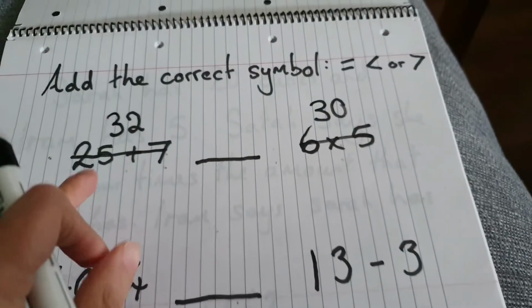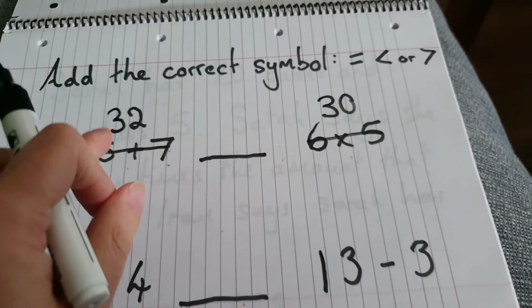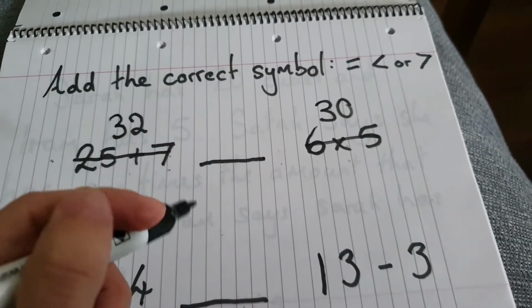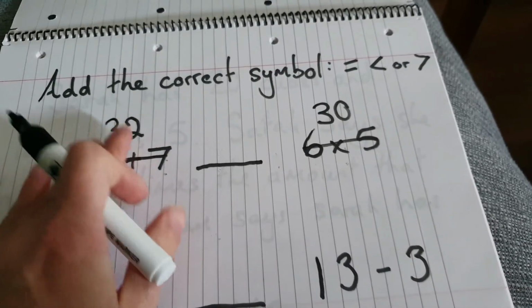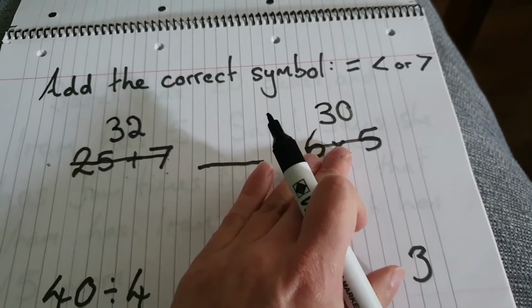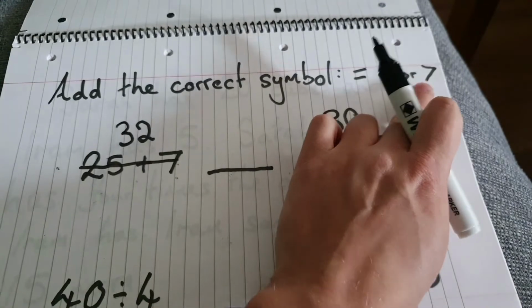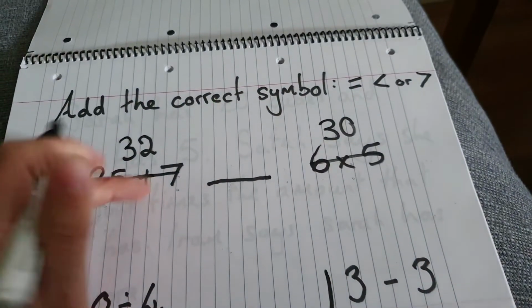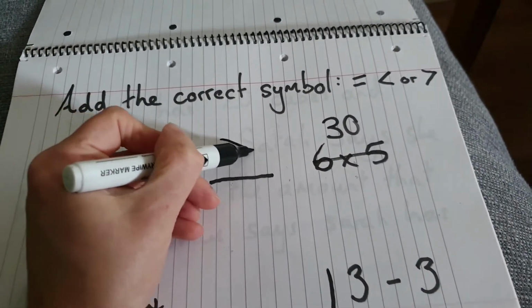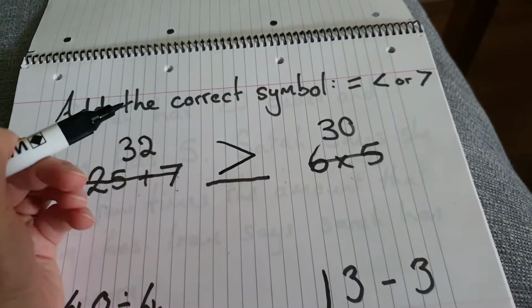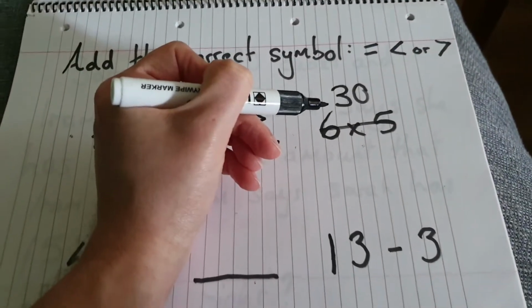Now I can see clearly if the sides are equal or if one is greater than the other. This side is greater than this side, so I need the greater than symbol. 32 is greater than, bigger than 30.